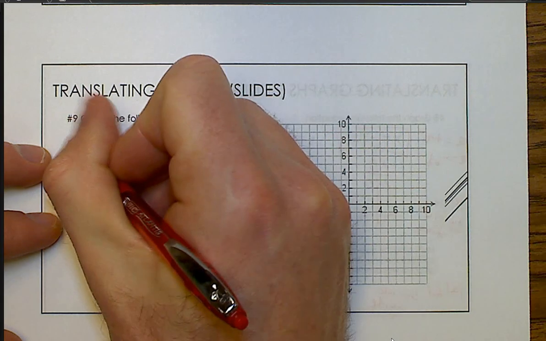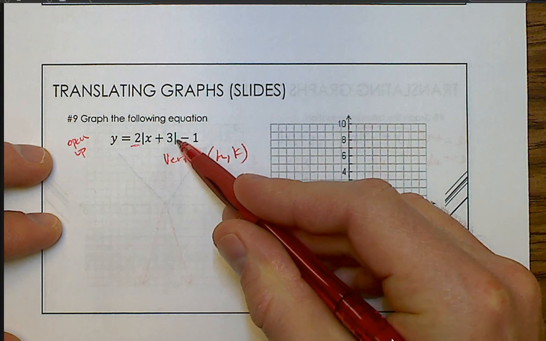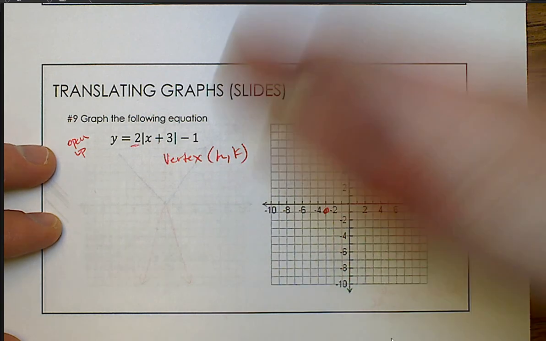Sometimes you can make little notes to the side. It's going to open up. It's going to be a v because it's absolute value. And because it's multiplied by 2, that means it's going to get skinny. It's going to stretch. All right.